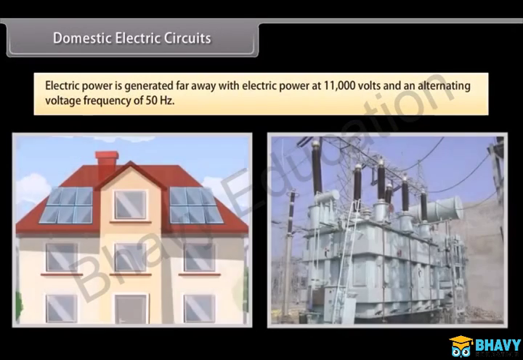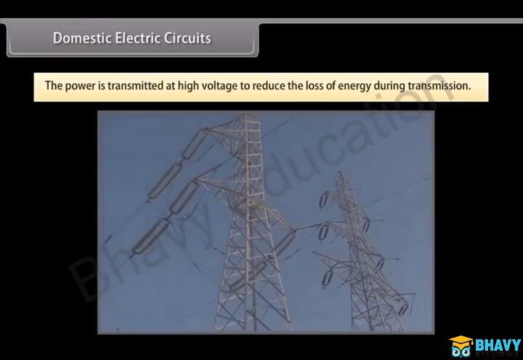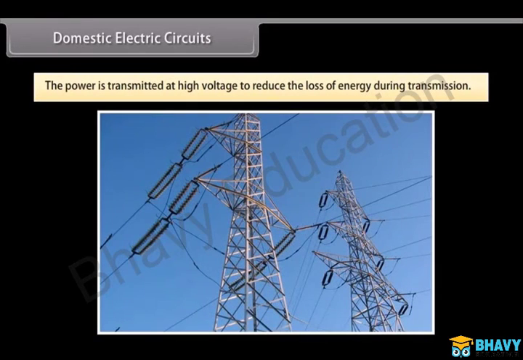Domestic electrical circuits. Electric power is generated far away from the places it is consumed. At the generating station, the electric power is generated at 11,000 volts with an alternating voltage frequency of 50 Hz. The power is transmitted to the places of consumption at high voltage to reduce the loss of energy during transmission.